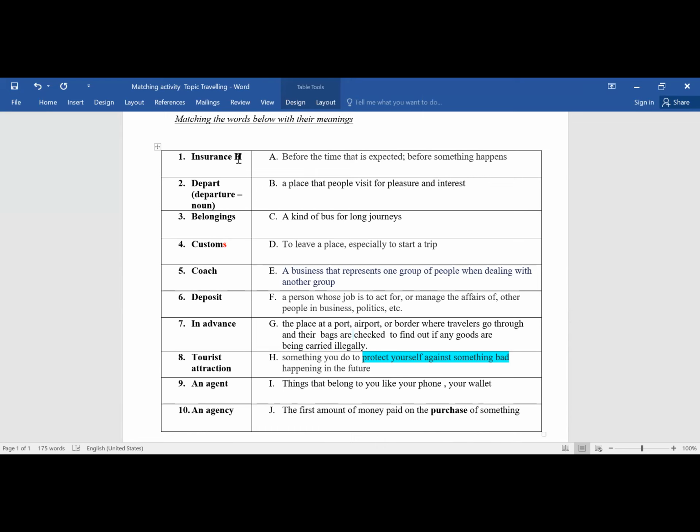However, yes. I buy insurance for my family and family members. Okay, that's good. That's good to hear. Thank you, Chad. And number 2, we'll move on to the word depart.